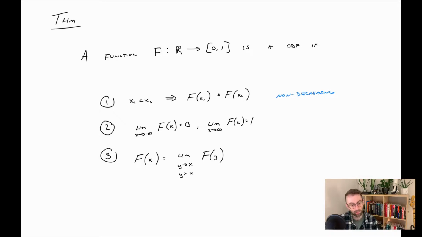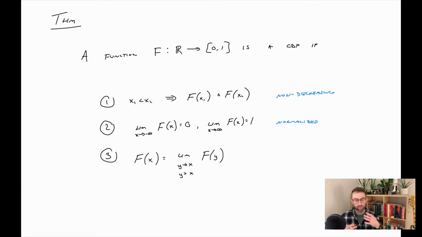Okay. So that's what I was saying before. With the CDF never goes down. So as x goes up, f of x either stays the same or goes up. Okay, what's next? This property we call normalized.